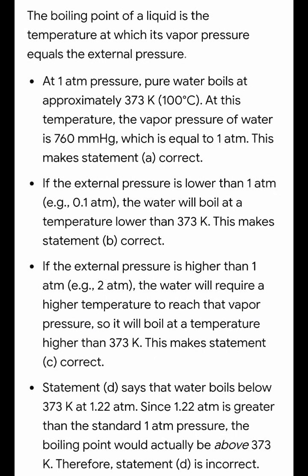But option D says that the water boils below 373 Kelvin at 1.22 atm. Since 1.22 atm is greater than 1 atm pressure, the boiling point would actually be above 373 Kelvin. So the incorrect statement is option D.